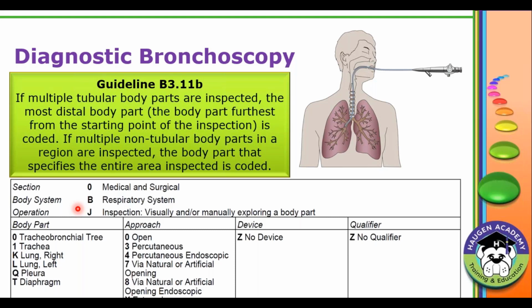There is an important guideline that goes along with this. If multiple tubular body parts are inspected, the most distal body part, or the body part furthest from the starting point of the inspection, is coded. And if multiple non-tubular body parts in a region are inspected, the body part that specifies the entire area inspected is coded. In the respiratory system with bronchoscopy, the scope is being advanced through the mouth or sometimes through the nose, down through the trachea and into the bronchial tree.